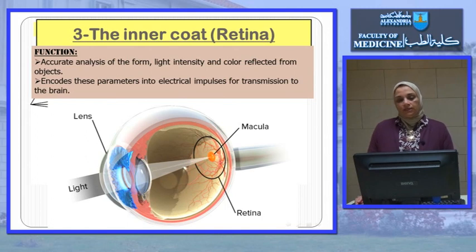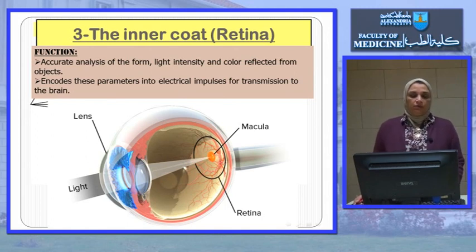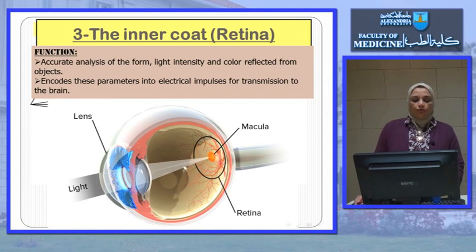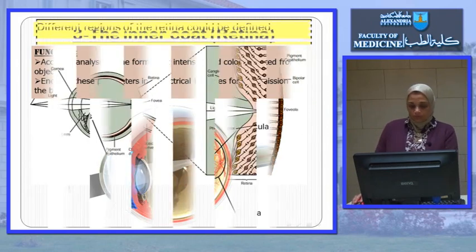Then we'll go to the most important inner coat of the eye, which is the retina, the photosensitive retina. What's the function of the retina? You know that it's responsible for the accurate analysis of the form, light intensity, and color reflected from objects, and also it encodes these parameters into electrical impulses for transmission to the brain.